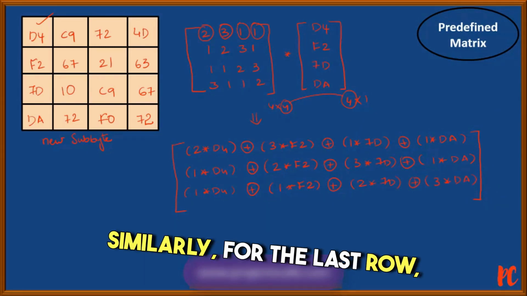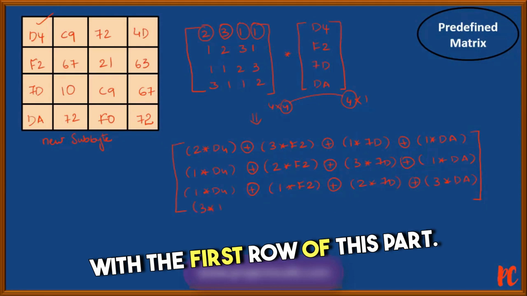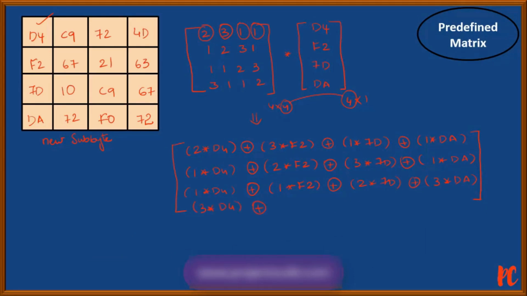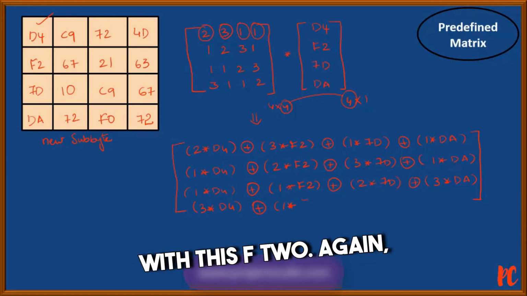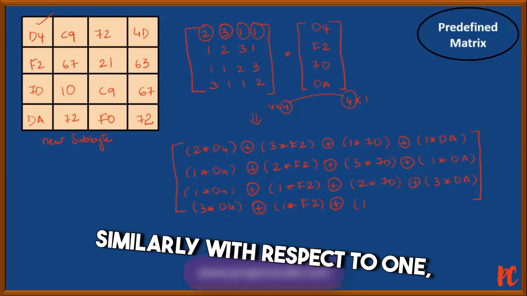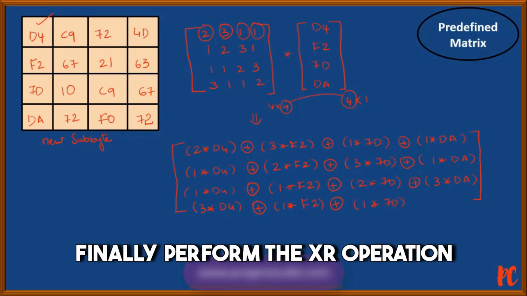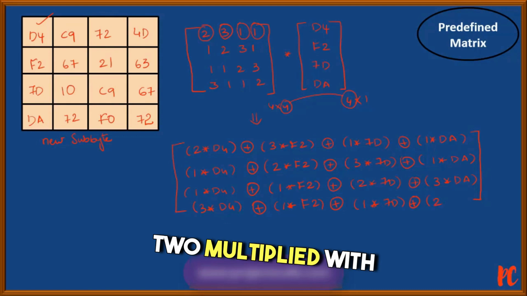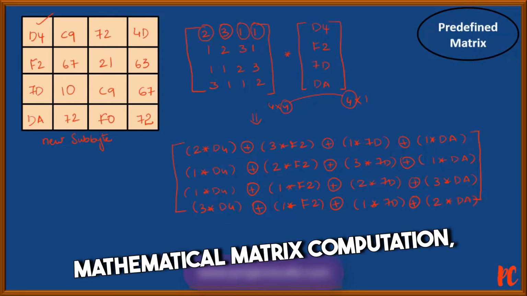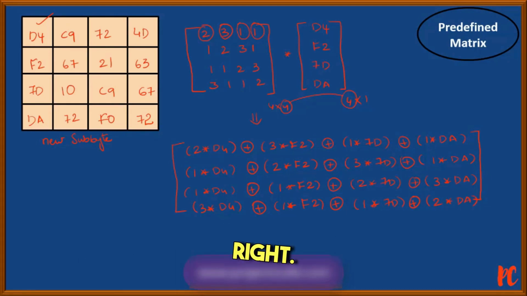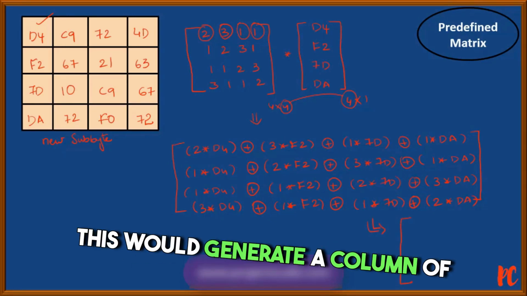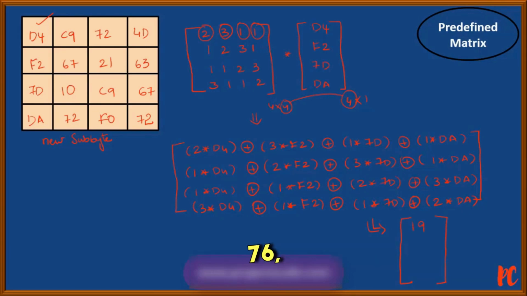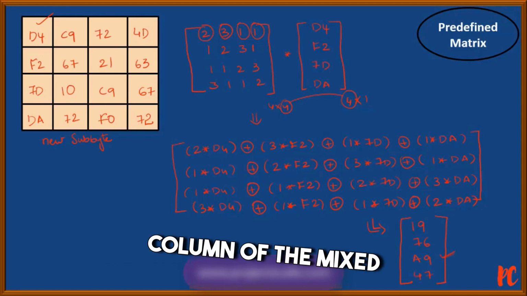Similarly for the last row, I need to multiply 3 with D4, making an XOR operation with the second element, 1 multiplied with F2 again. Similarly, I need to multiply 1 with 7D, and finally perform the XOR operation with 2 multiplied with DA. This is the normal mathematical matrix computation, right? If you complete it, this would generate a column of 19, 76, A9 and 47. Now this will act as my first column of the mixed column.